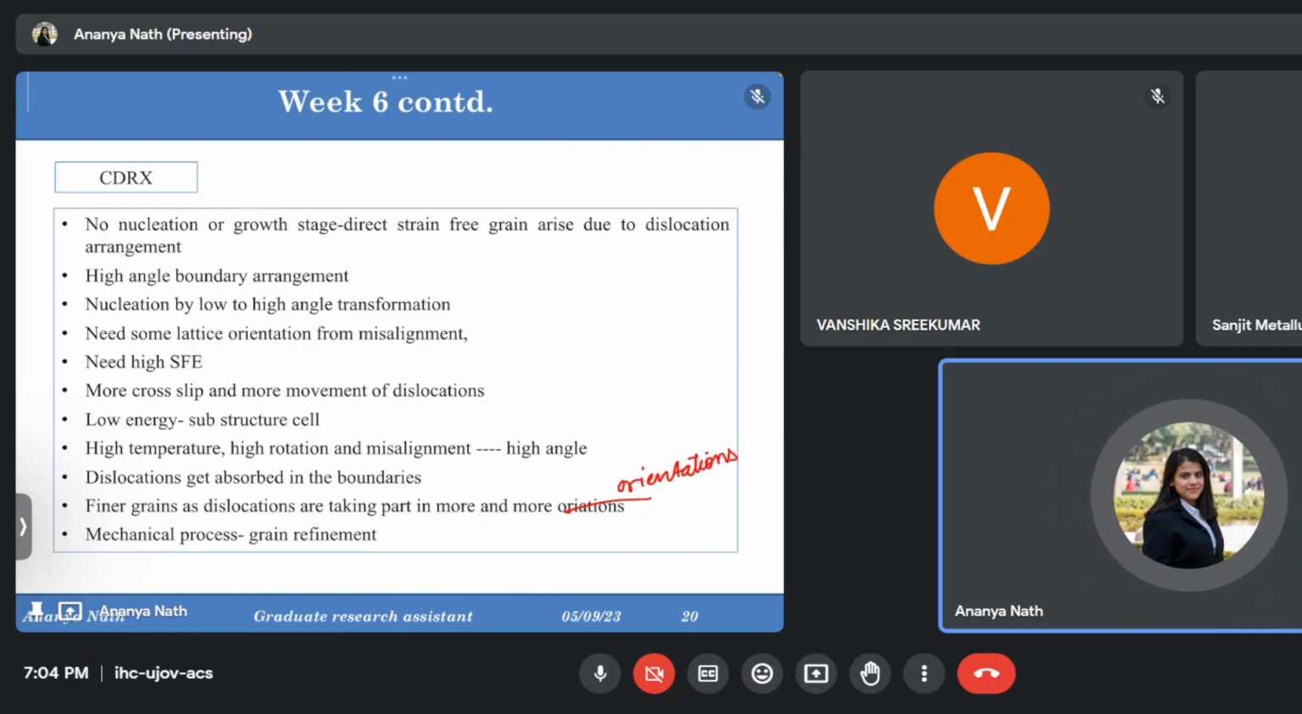It's a mechanical process by which grain refinement is taking place. Obviously, because before this, two grains, this is grain 1 and this is grain 2. In case of DDRX, we were having a new grain in the joint. But for CDRX, we are having a new grain out of the old grain. So obviously grain refinement is taking place, means we are getting finer grains.